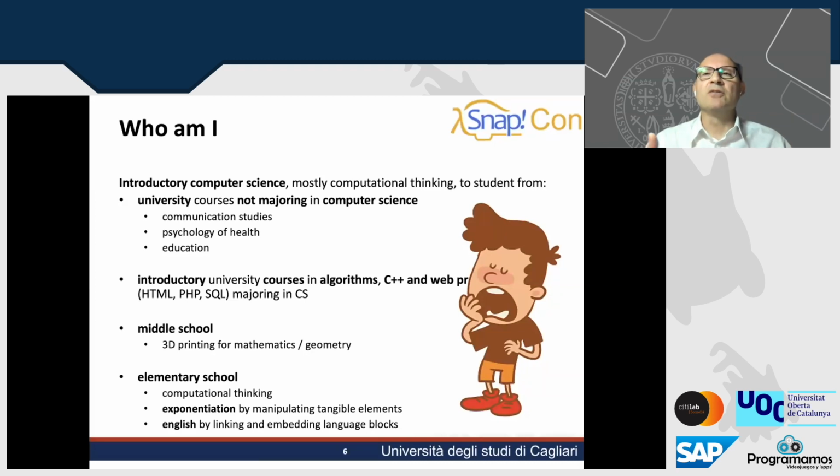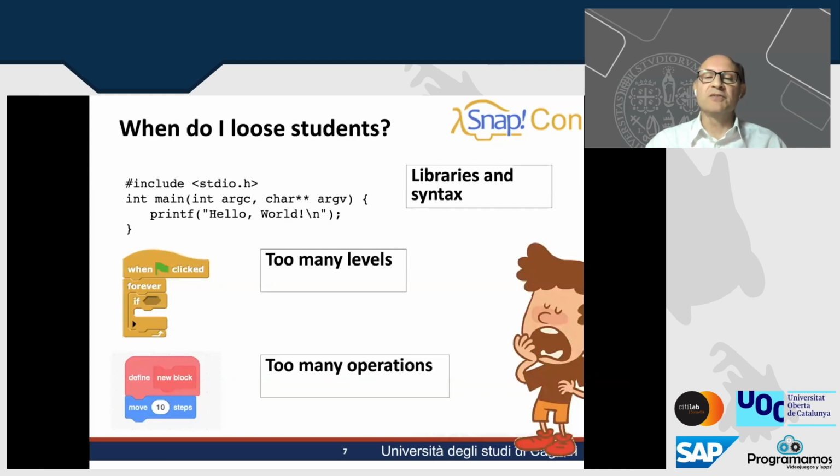My students are not those ones that are interested in computer science. They are not going to computer dojos. They are just involved in computer science mainly by chance. For example, these students. And even when they are students majoring in computer science, maybe they don't know exactly what they are going to do. They can get very soon bored or annoyed by the topics that to them are too difficult. Why are they too difficult? For example, before doing anything meaningful, they have to know about libraries and syntax.